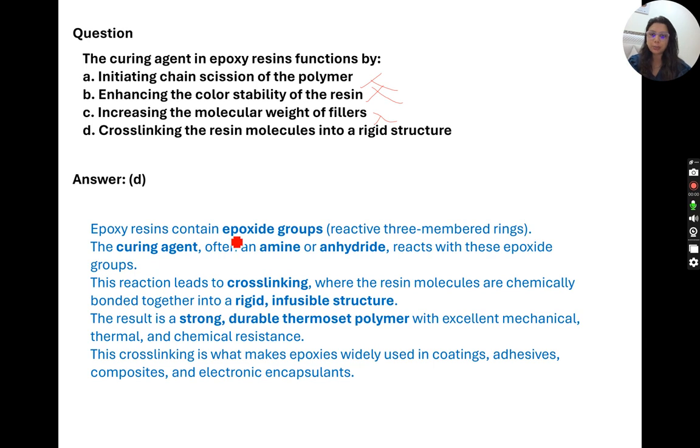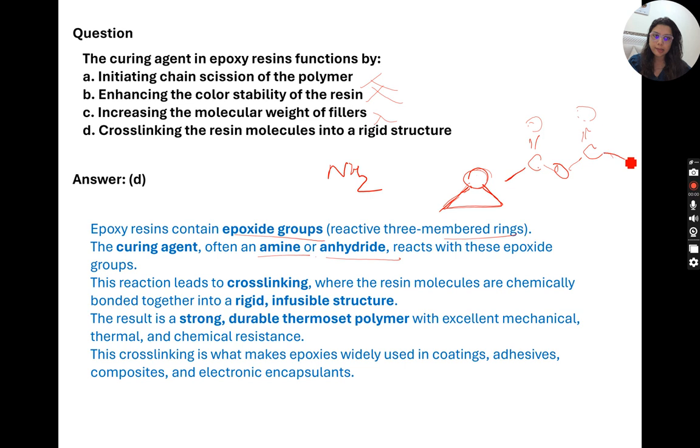So epoxy resins contain the epoxide group, a reactive three-membered ring like this. And the curing agent often is an amine or anhydride. Amines are NH2, and anhydrides are like C double bond O, O, C double bond O, and such kinds of bonds. These kinds of bonds can react with epoxy groups. This reaction leads to cross-linking, where the resin molecules are chemically bonded together into a rigid infusible structure. The result is a strong, durable thermoset polymer.